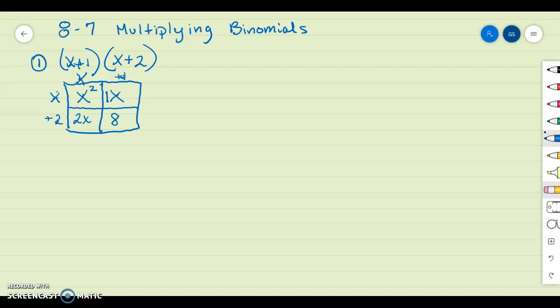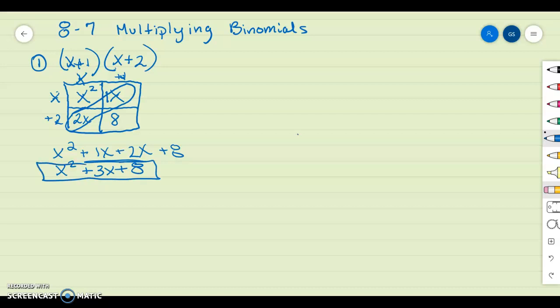Now, we multiplied to get everything in this box. What we're going to do now is combine like terms. So we have x squared plus 1x plus 2x plus 8. So we're just combining the like terms: x squared plus 3x plus 8, and you're done. Okay, if you're not exactly sure of that one, hold on and we will do another example.